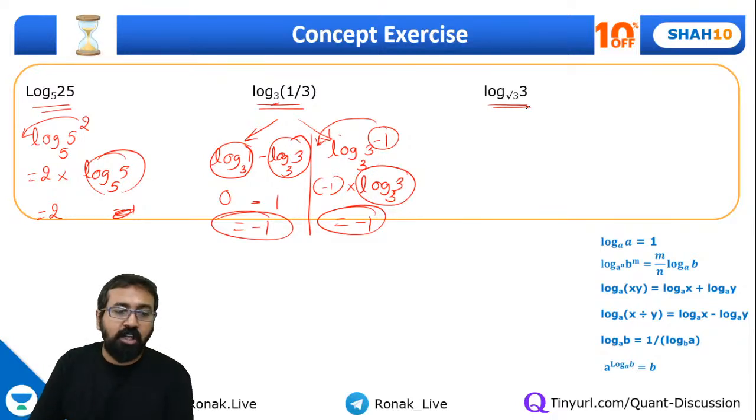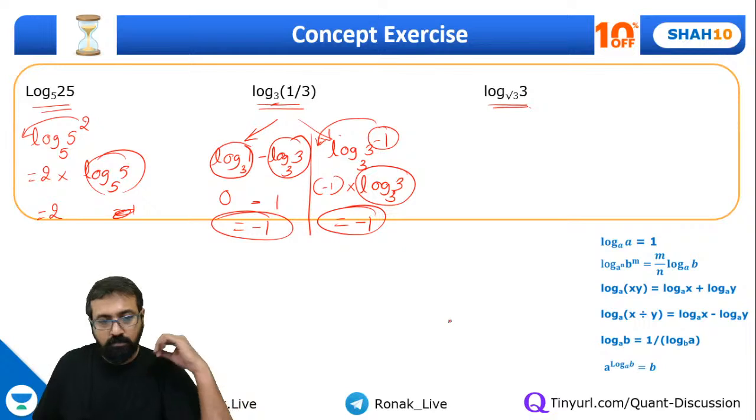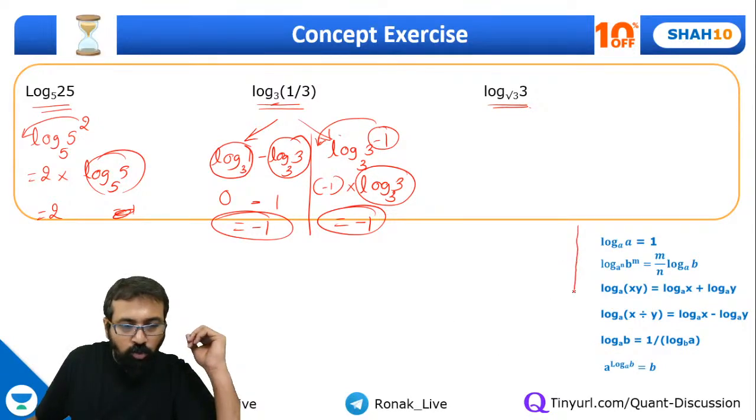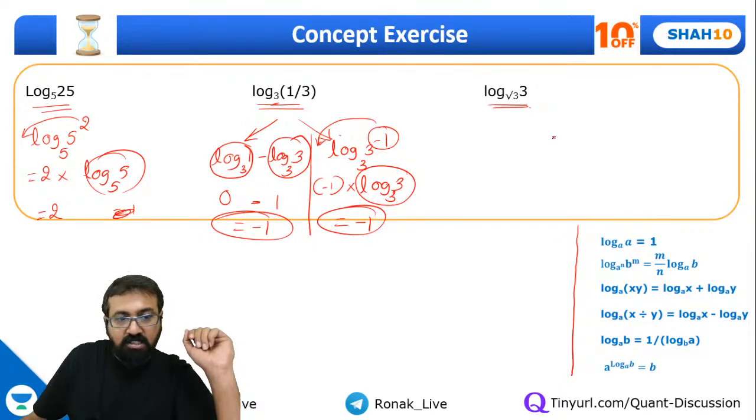So tell me the answer for this quickly. Everyone, solve this third one. Log of 3 with base root 3. What will be the value? Which rule shall we apply? I have mentioned all the rules over here, in fact, the important rules. The answer for this one will be 2, guys. The answer will be 2.